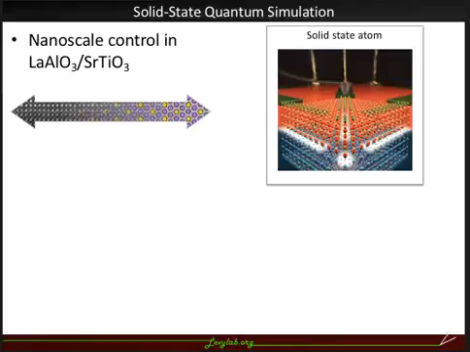So again, we're going to use this nanoscale control, and the interface has a typical density of 10^13 per centimeter squared. This corresponds to about 1 electron every 3 nanometers. So we truly do have control over the interface on the scale where we can have 1 electron per feature.